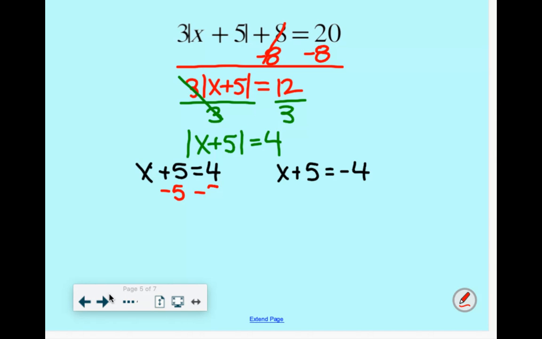And then we just subtract the 5 from both sides. 4 minus 5 is -1. That's one answer. And subtracting 5 from -4 is going to give us -9.